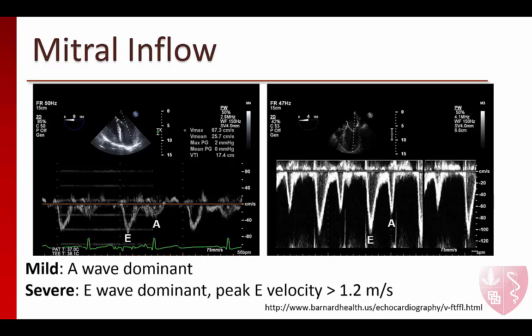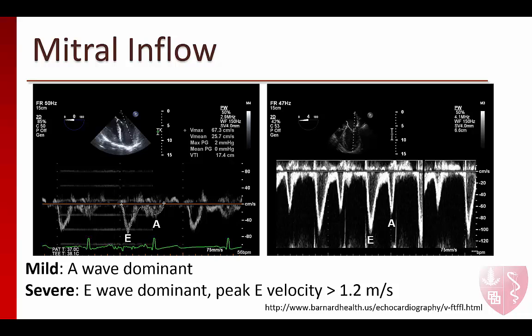Another way to use pulse wave Doppler to assess MR is to evaluate the mitral inflow peak velocity and the relative sizes of the E and A waves. Mitral inflow is commonly used to assess diastolic function, and recall that a normal mitral inflow pattern has an E, or early filling wave, that is larger than the A, or atrial kick wave. This is demonstrated in the image to the left.